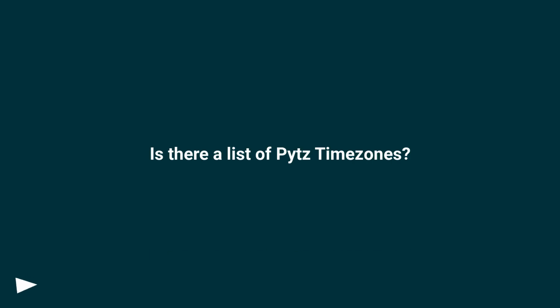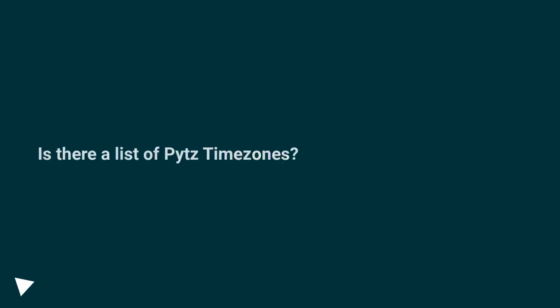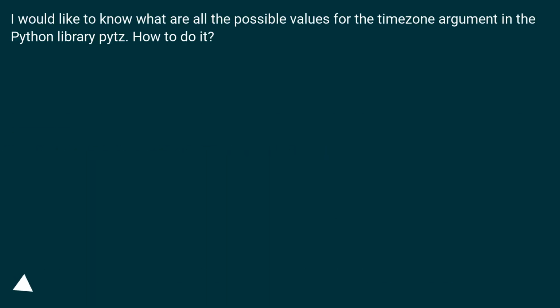Is there a list of Pytz timezones? I would like to know what are all the possible values for the timezone argument in the Python library Pytz. How to do it?